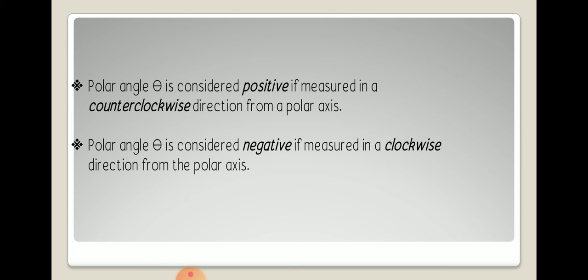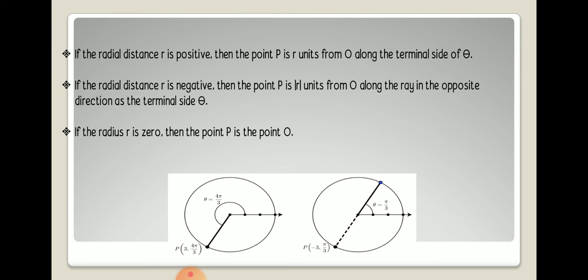Polar angle theta is considered positive if measured in a counterclockwise direction from the polar axis. Polar angle theta is considered negative if measured in a clockwise direction from the polar axis.